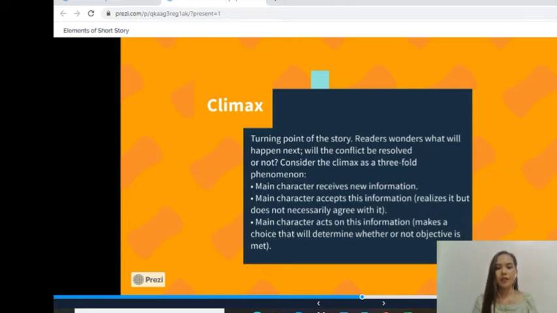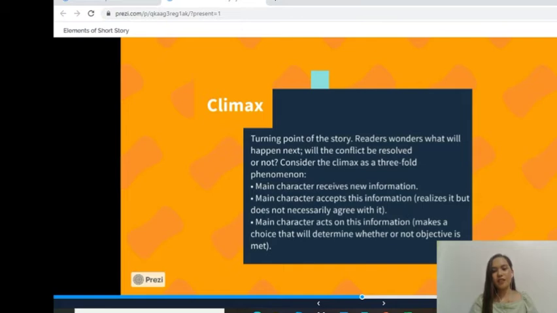Okay? Consider the climax as a threefold phenomenon. Main character receives new information, or the main character discovered something. The main character accepts this information, realizes it, but does not necessarily agree with it. So there is something in your mind that, oh, this is gonna be a chaos between characters, or this is gonna be a good fight with the characters, something like a reaction like that.